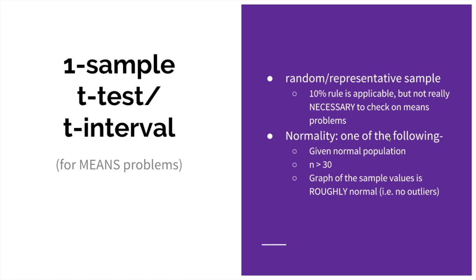Normality, the way we check normality on means problems is one of three ways. We can look for, were we given that the population distribution is normal? If so, we're done. If not that, then we may have a big enough sample size, bigger than about 30, and we're good. But if not that, then our last avenue to check for normality is to graph, either with a box plot or with a dot plot, or maybe even a histogram on your calculator, the sample values that you're given and look for, is it roughly normal, meaning does it have any outliers? As long as it doesn't have any major outliers, then we're usually okay to say that normality is plausible.